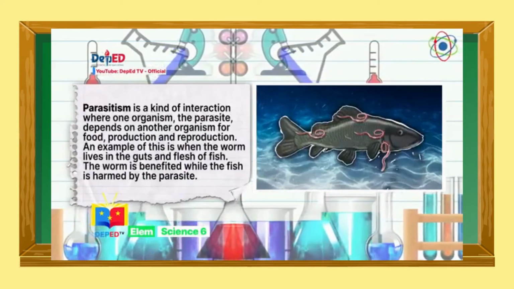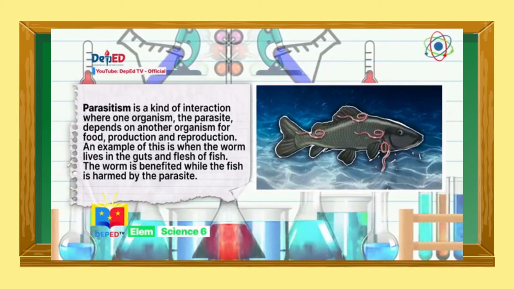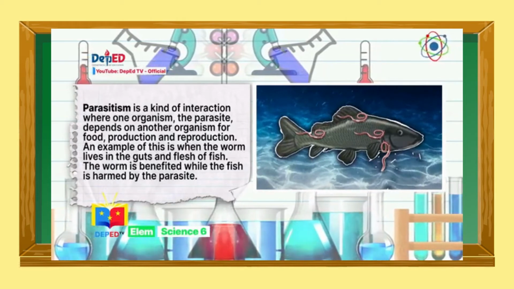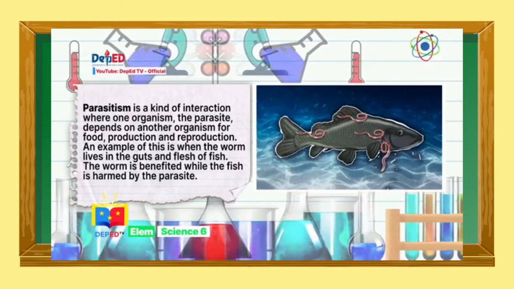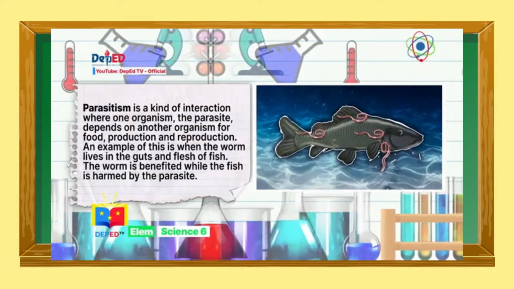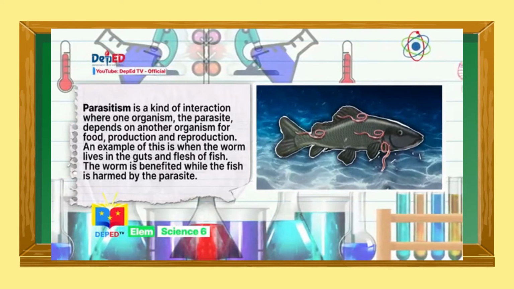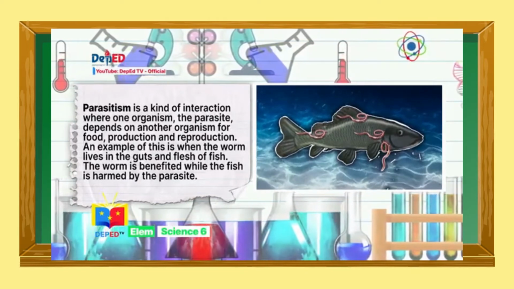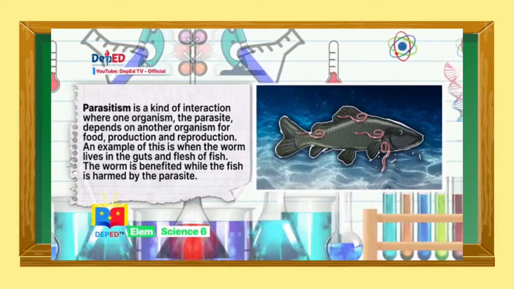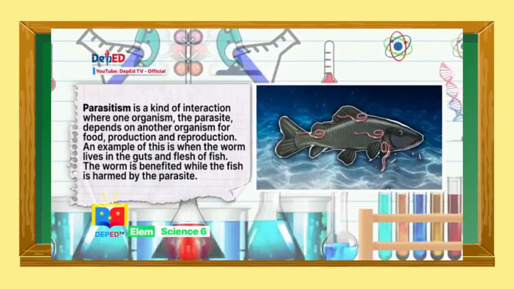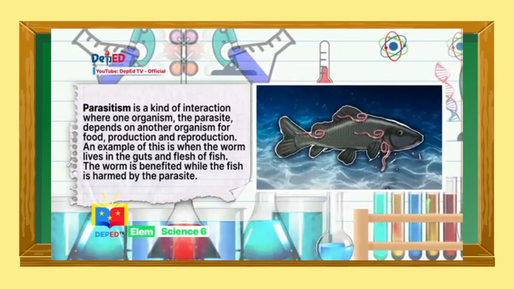The fifth interaction is parasitism. Parasitism is a kind of interaction where one organism, the parasite, depends on another organism for food and reproduction. An example of this is when the worm lives in the guts and flesh of fish. The worm is benefited while the fish is harmed by the parasite.